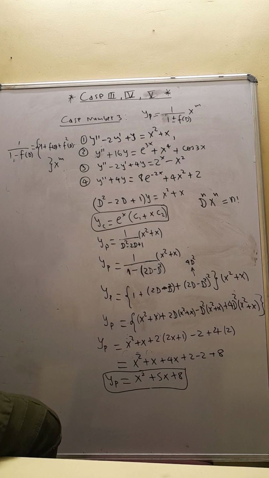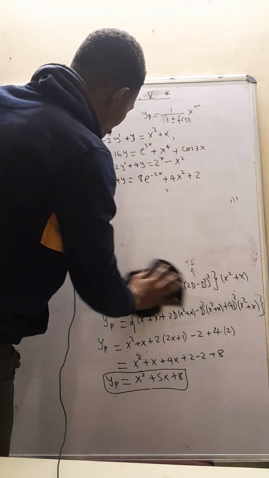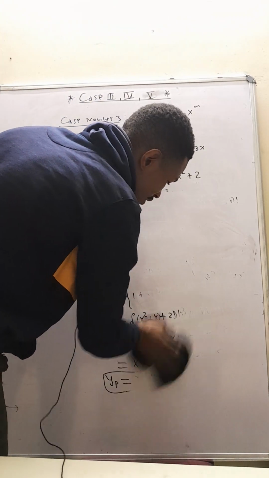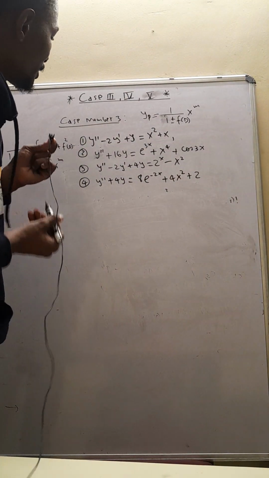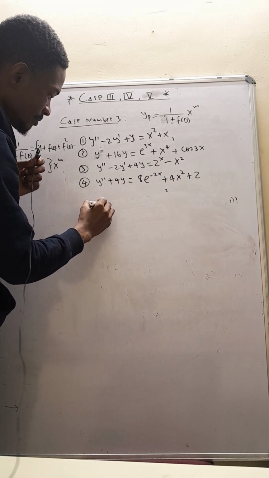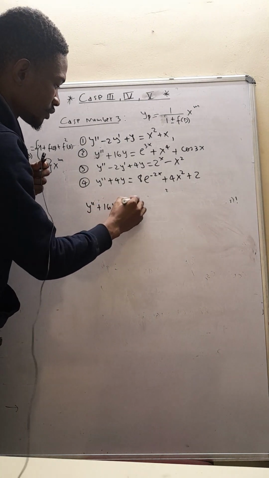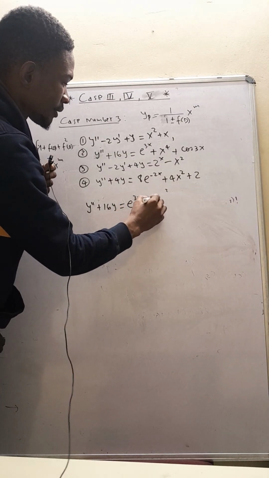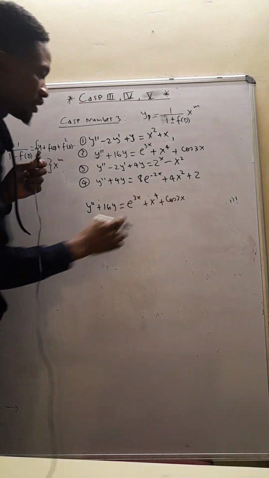Let us go for the second exercise. If you do not understand well for this case, then just try to pause the video and analyze the second one. In the second one, we have y double dash plus 16y equal to e raised to 3x plus x raised to 4 plus cos 3x, just like this.